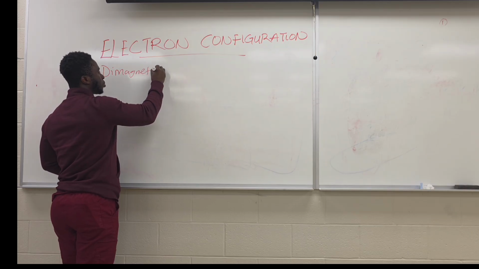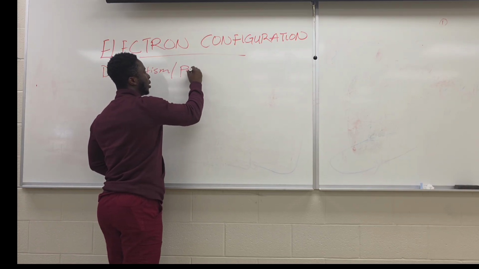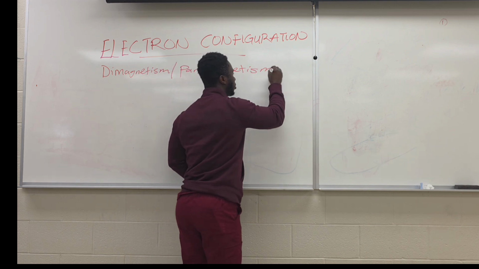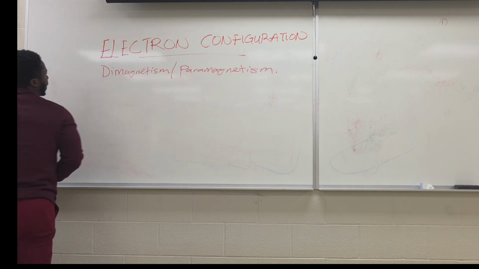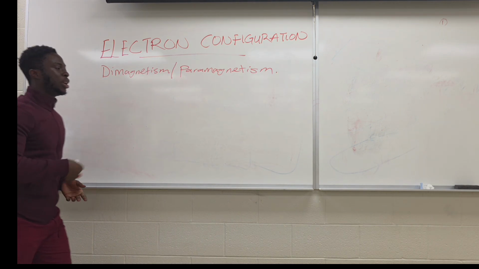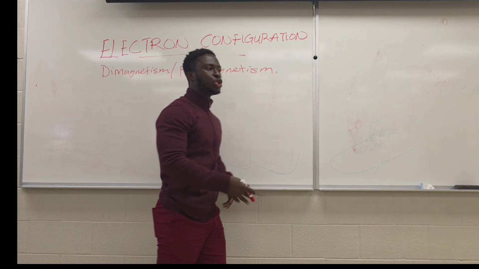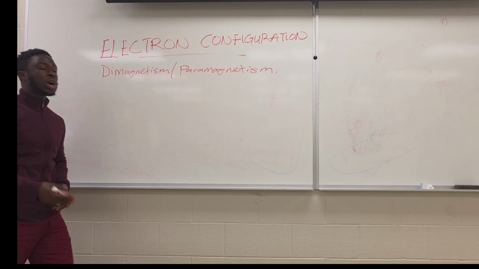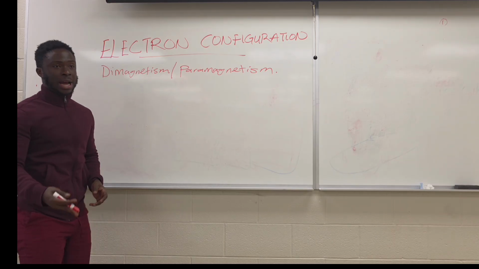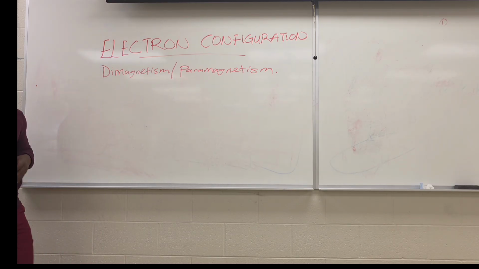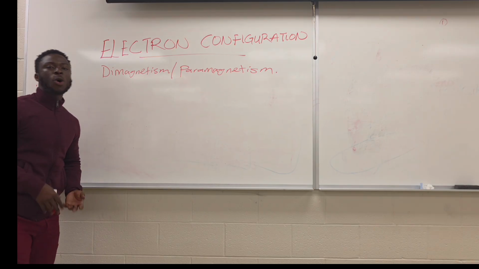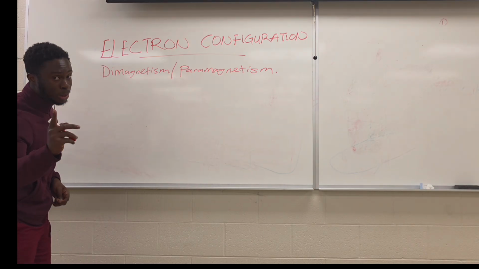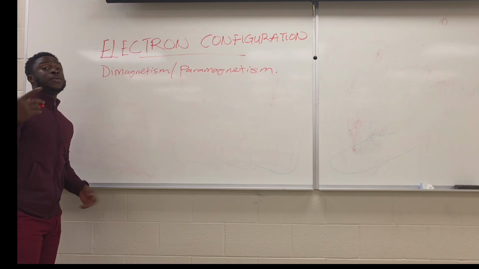Diamagnetism and then paramagnetism. Now, diamagnetism and paramagnetism come from electronic configuration and how the atom loses or gains electrons. It's basically whether an atom or an element is going to get attracted to a magnet or not. Now, diamagnetic atoms or elements are those that have all their orbitals, especially the degenerate orbitals, fully filled.